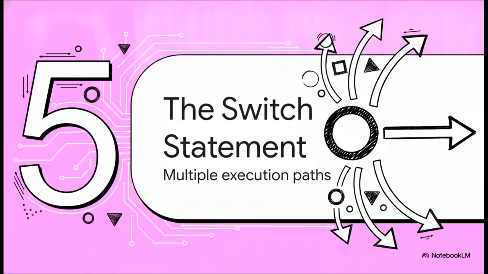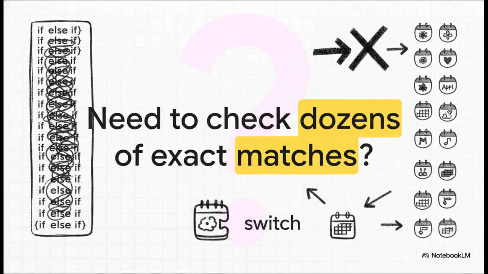All right, big paradigm shift here. Section 5, the switch statement, for when you have multiple execution paths. Imagine writing a program that takes a number 1 through 12 and prints out the corresponding month. If you use that else if chain we just talked about, you'd be writing else if 12 separate times. Honestly, it would be a sprawling, unreadable nightmare of code. There just has to be a better way, right?